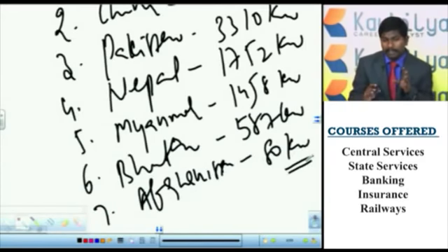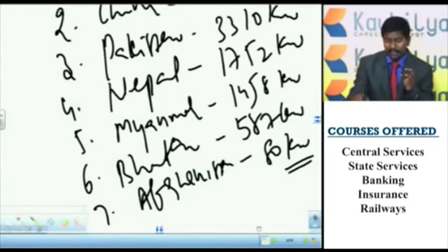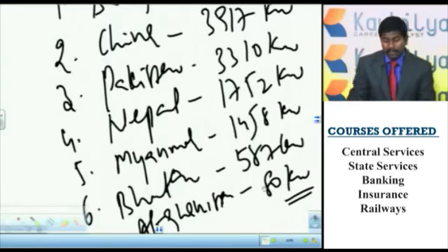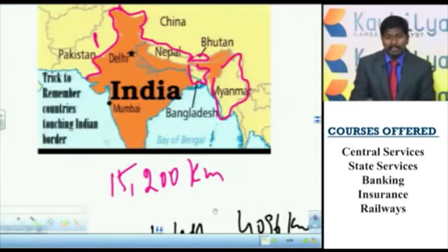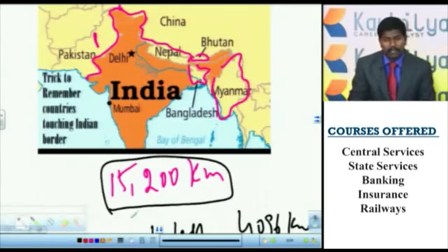So in the examination there is no need to remember all these values, but you have to remember this order. Bangladesh is sharing the longest border with India, after that China is sharing the second longest border, then Pakistan, then Nepal, then Myanmar, then Bhutan, then Afghanistan. Is it clear? So this is the order you have to remember. Afghanistan is sharing the shortest border, whereas Bangladesh is sharing the longest border. These are the neighboring and border countries of India, and the total border length is 15,200 kilometers.